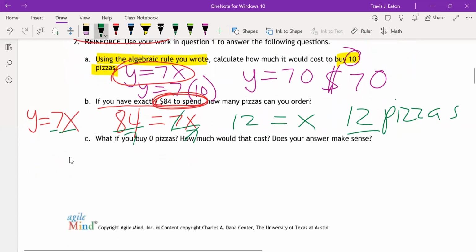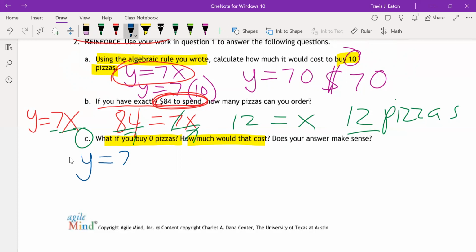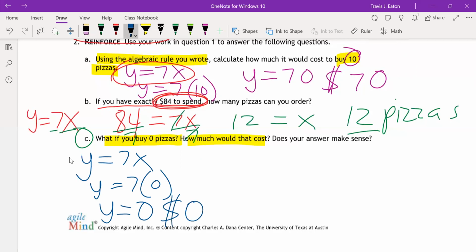Now, that takes us to question C. Now, this is an interesting question. What if you buy 0 pizzas? How much would that cost? Well, gosh, let's write out our equation just to make sure. Y is equal to 7x. So that means y would be equal to 7 times 0 pizzas. 7 times 0 is 0. So it would cost $0 to buy 0 pizzas.